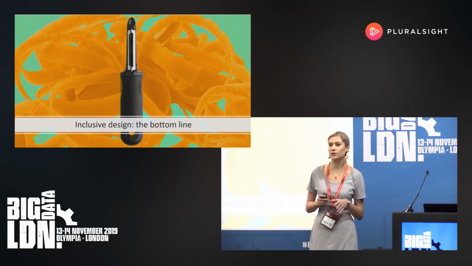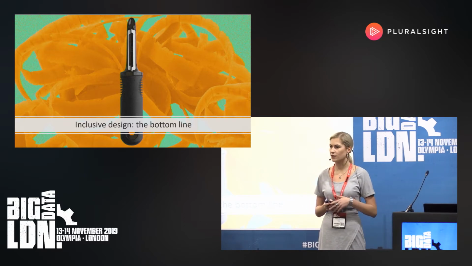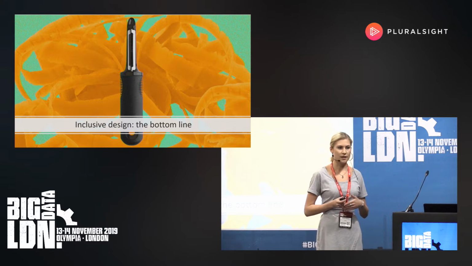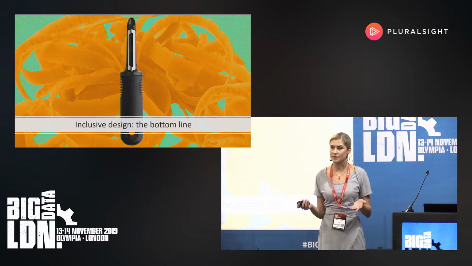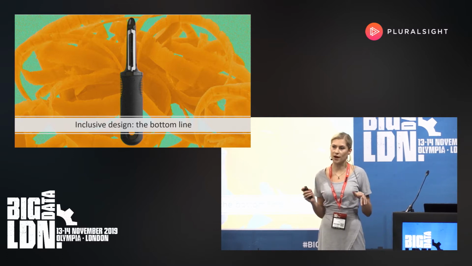Inclusive design, and when you're thinking inclusively in your work, it really means considering that people are going to be interacting with your product or service that represent extreme diversity. So not yourself and not your closest circle of friends.